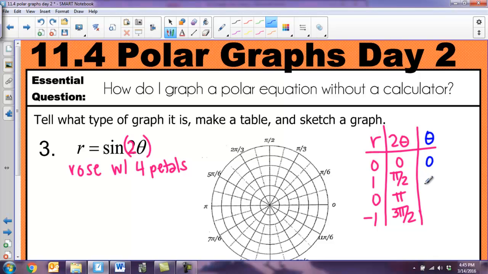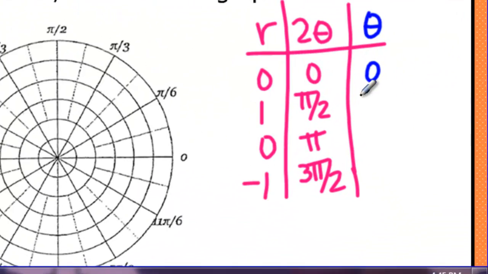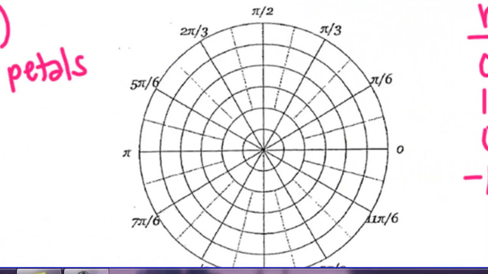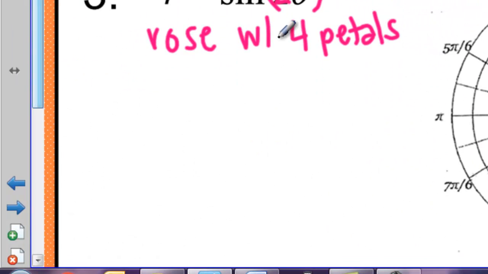So I divided 0 by 2, I got 0. Divide pi over 2 by 2, I get pi over 4. Divide pi by 2, I get pi over 2. Divide 3 pi over 2 by 2, and I'd get 3 pi over 4. Okay, so again, I just manipulated my table in a way that made it make sense to me. So that way I could plug in my regular values and not have to worry about multiplying the angles by 2 or anything. I went backwards and fixed it later.